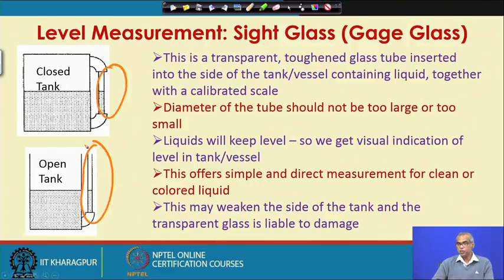Diameter of this sight glass tube should not be too large or too small. If it is too small, there can be capillary effect. Liquids will keep level. So, the liquid level in the tank as well as in the sight glass will be same, and we can get the visual indication of the level in the tank or the vessel. So, sight glass offers simple, inexpensive and direct measurement for clean or colored liquid.